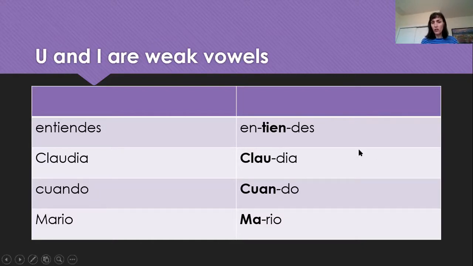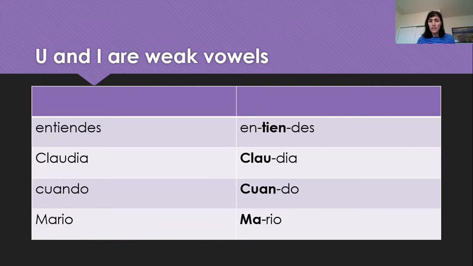The I and the A are also making one sound because the U is weak and the I is weak. Claudia, 2 syllables, and we emphasize the second to last. The U and the A in cuando work together. Cuando, one syllable in the first part, 1 syllable at the end. We emphasize the second to last.